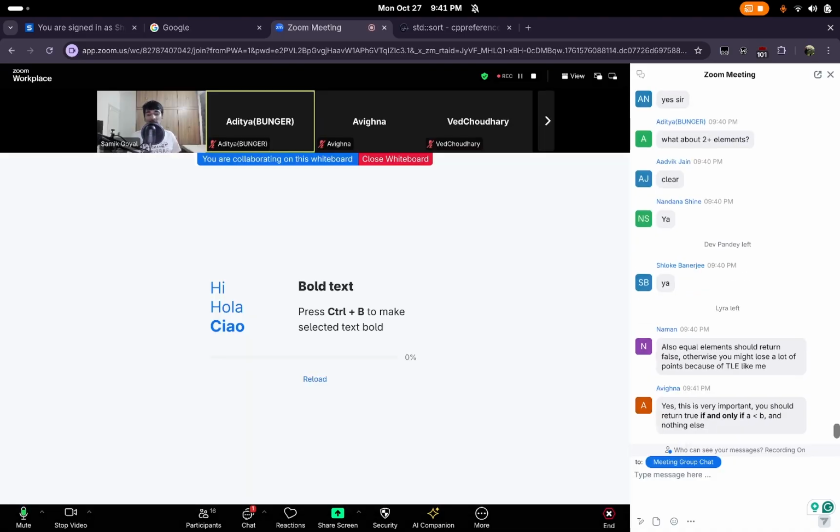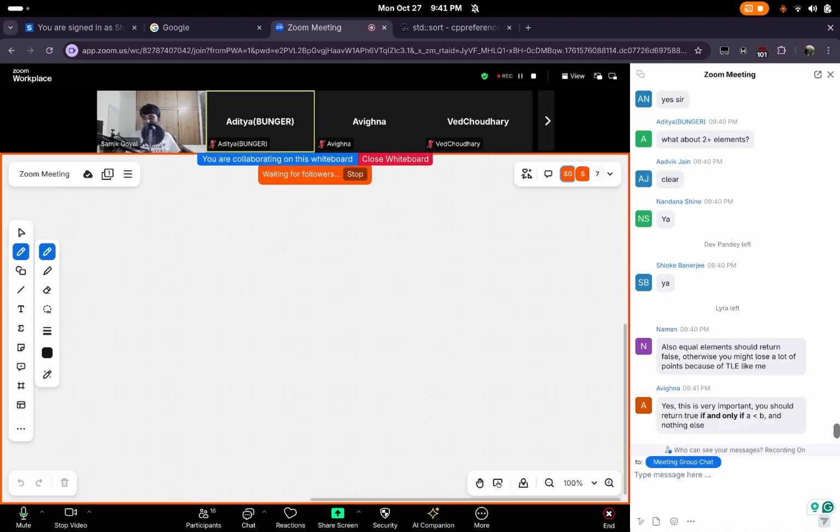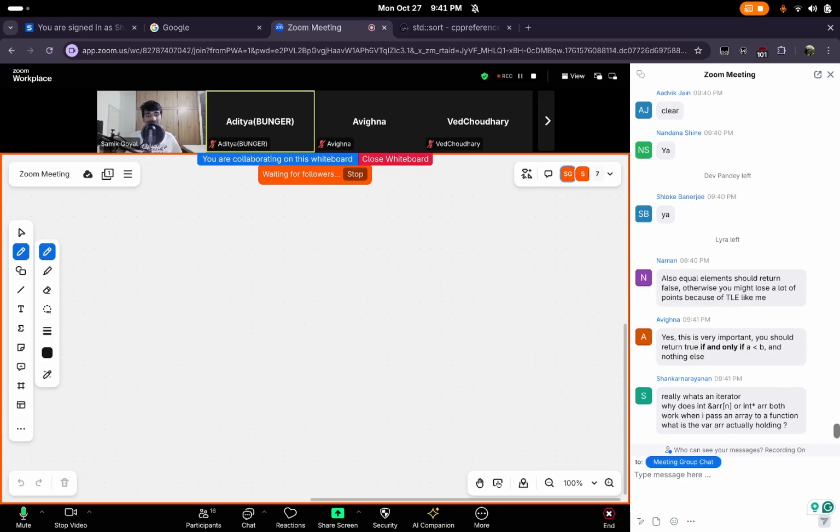Yes, equal elements should return false. If you don't, then you'll get undefined behavior. What is the var array actually holding? Array itself is holding the pointer to the first element.